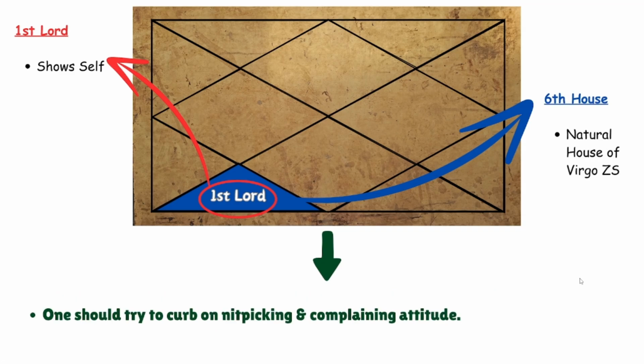Now first lord is a lord of self, and sixth house is a natural house of Virgo zodiac sign. So here you are naturally getting that personality of being very nitpicking, or complaining attitude, all the Virgo related attributes you are getting here. So you should try to curb on the nitpicking and complaining attitude on a general day to day basis. The detail oriented approach and nitpicking is important in the jobs where it is needed, right? But if you talk in this way to general people on a day-to-day basis, it might not be something which other people would appreciate, right? So while this is a good attribute in the areas where it is necessary, it should not be applied to everyone, because it might not be taken positively.